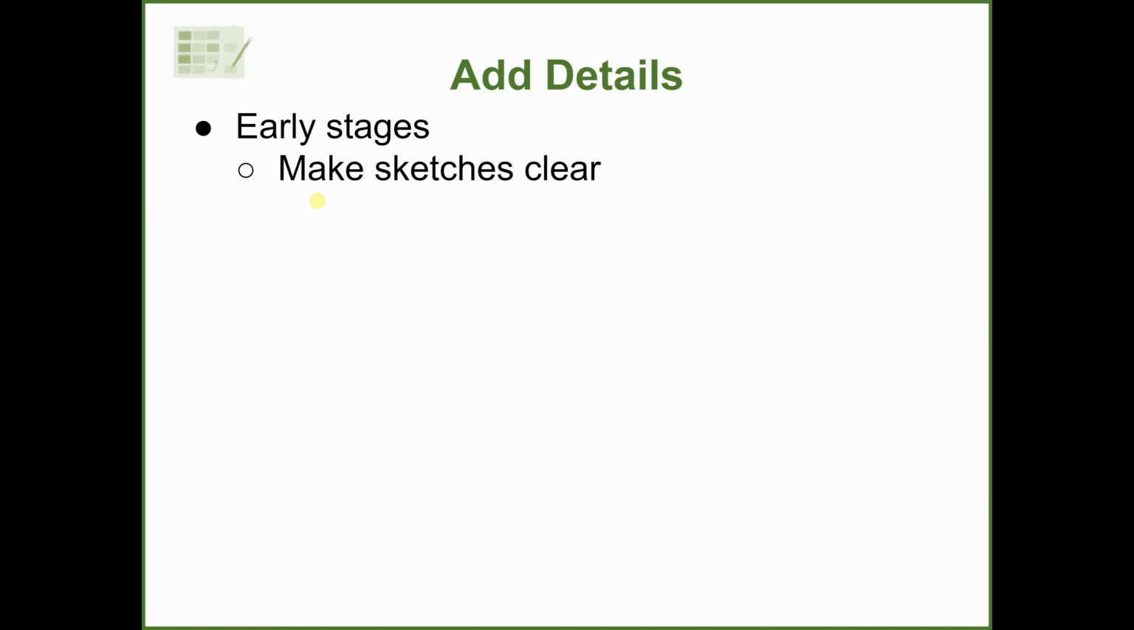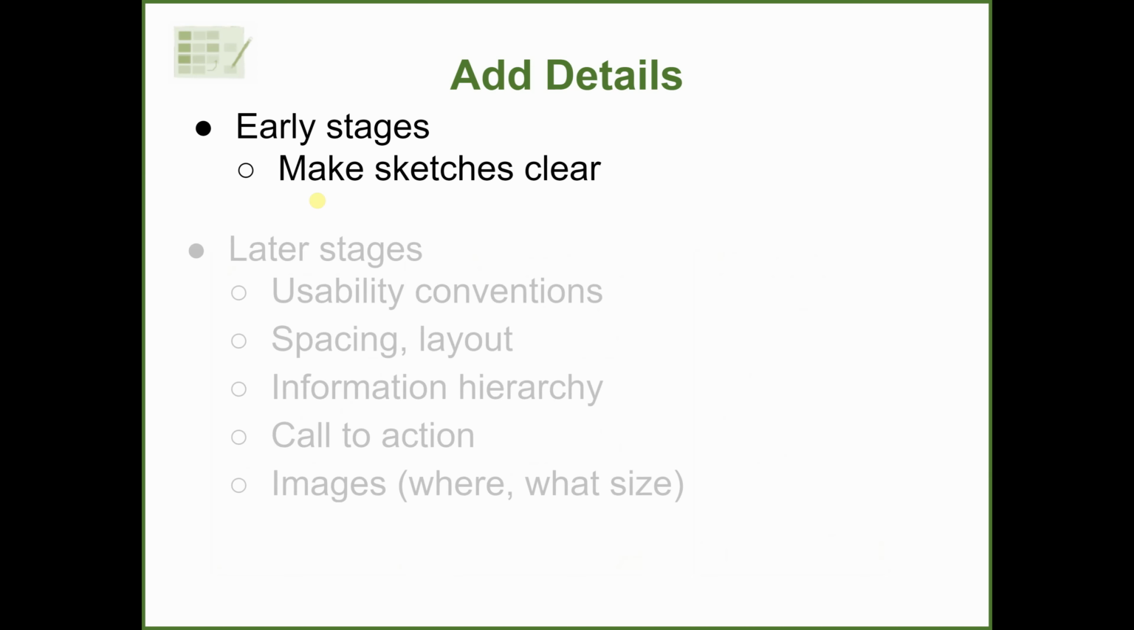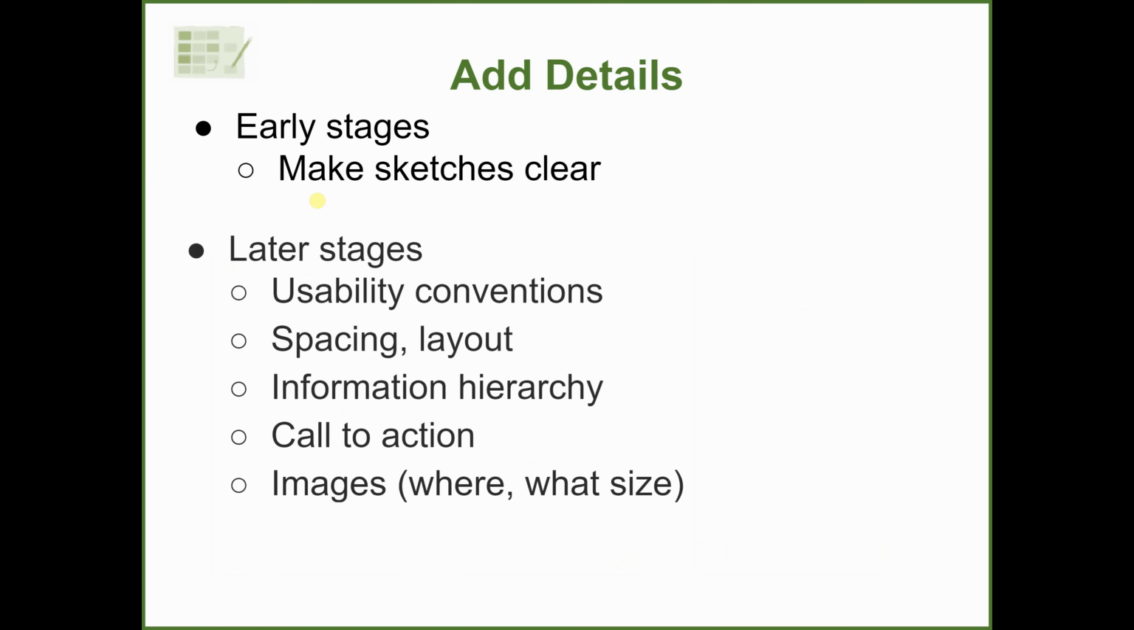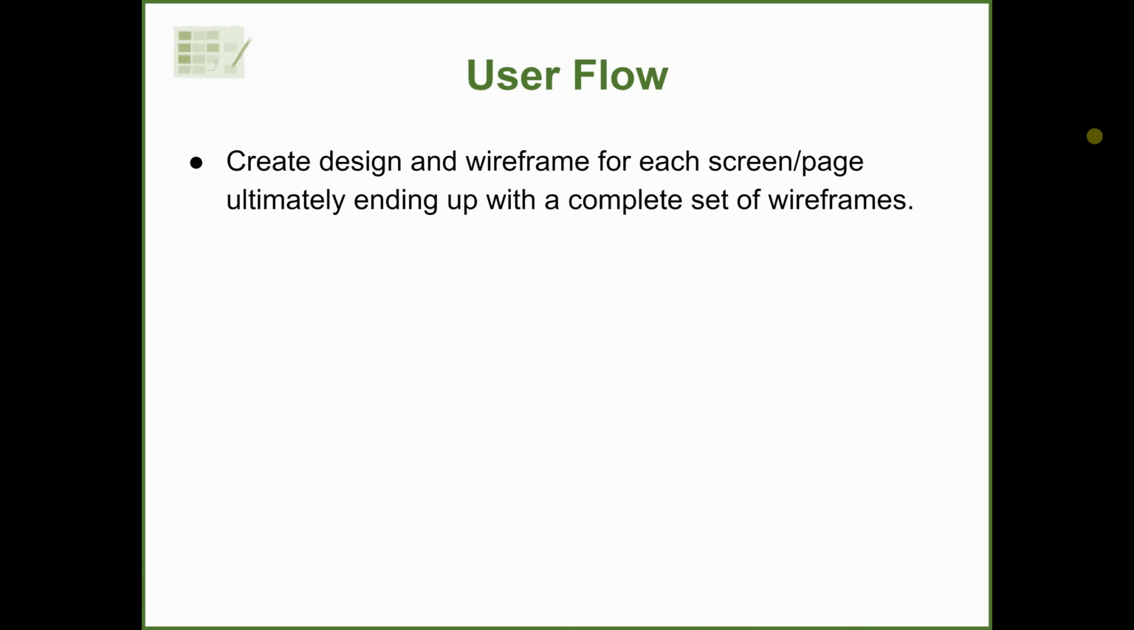If you are in the early stages of making a wireframe, your focus should be on making the sketches clear. In the later stages, details should aim at defining usability conventions such as navigation bar, search bar, spacing, layout, information hierarchy, call to action, and image size and location. The final stage of wireframing is about defining the user flow.